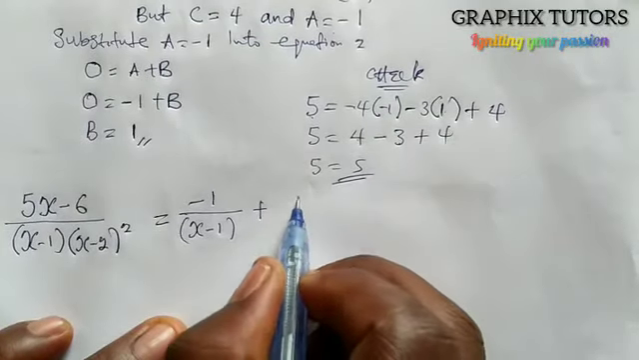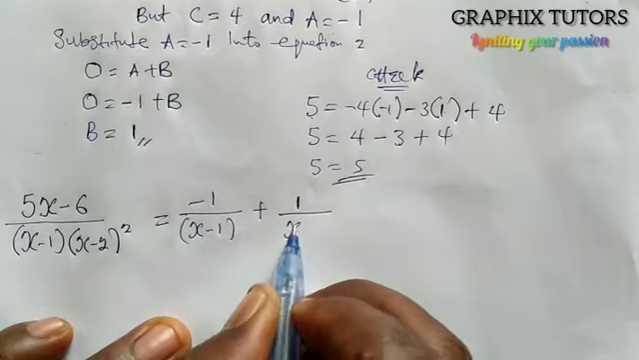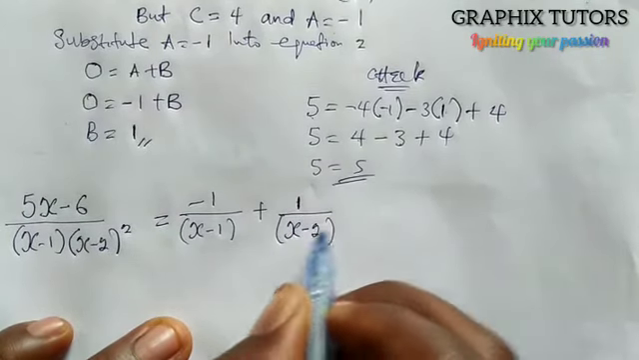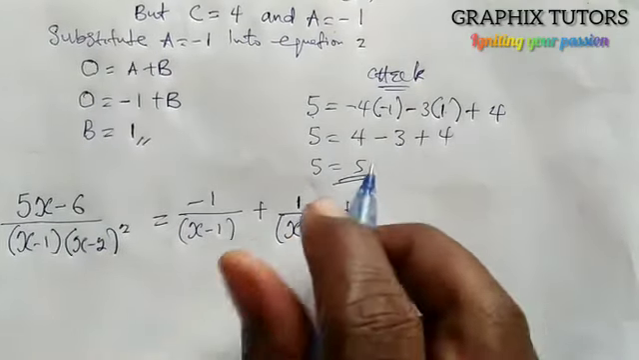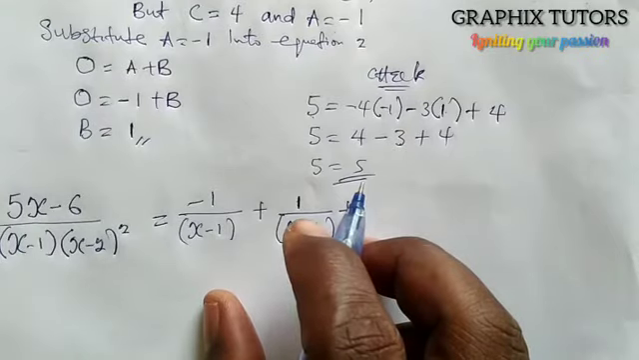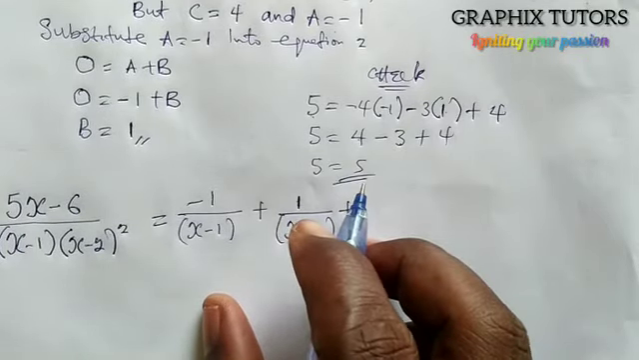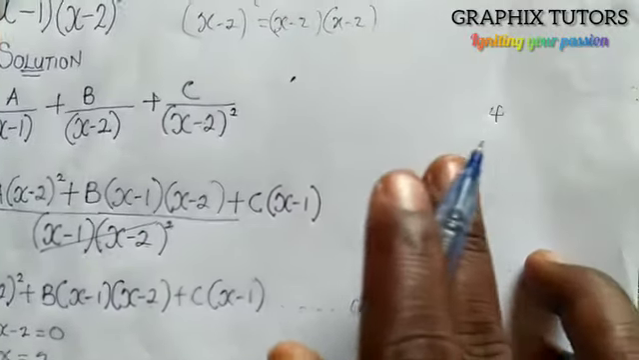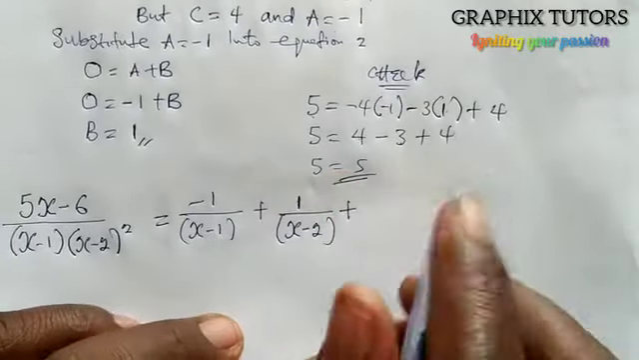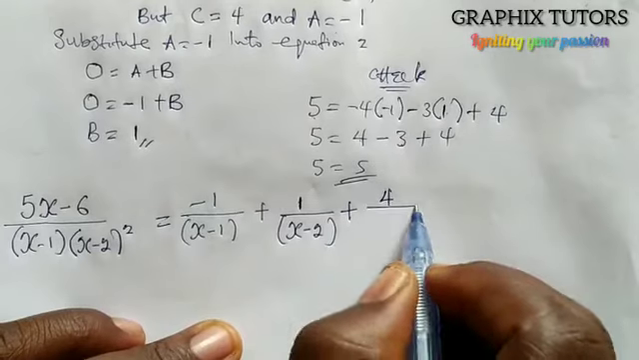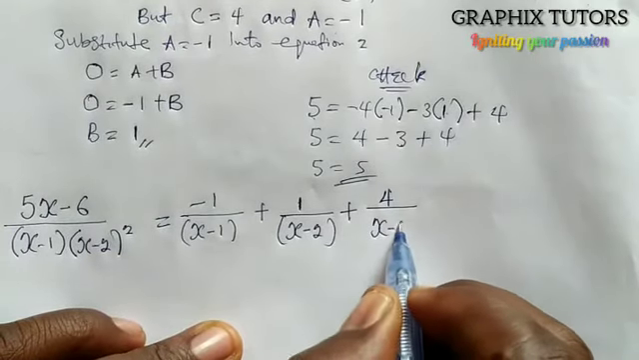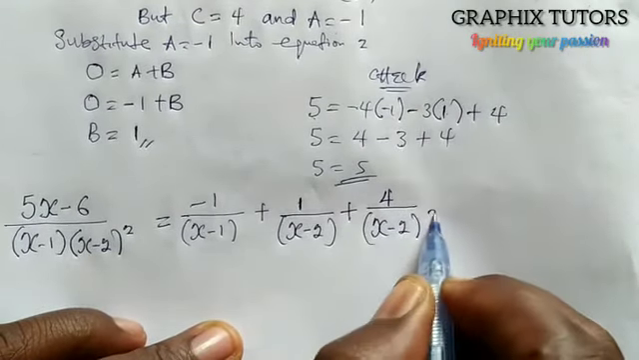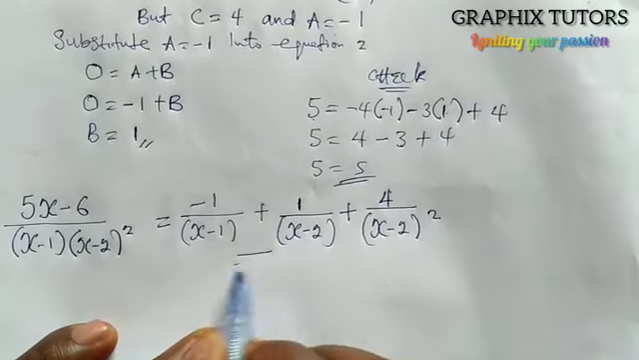So 1 all over x minus 2, plus c. What is c? c is 4. So you're going to input your value of c here into this place. So it will be 4 over x minus 2 all squared. So we have 4 all over x minus 2 all squared. So this is my answer.